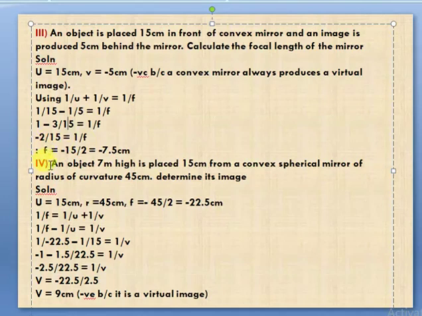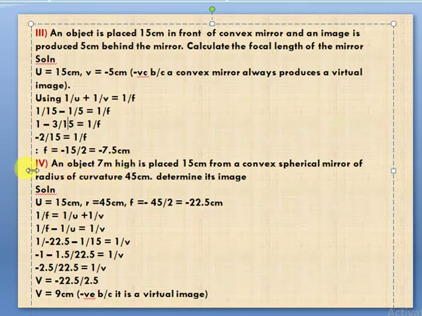And if I want to find f, f will be 1 divided by minus 2 over 15. That is 1 times 15 over minus 2, and that will give me minus 15 over 2. My f becomes minus 7.5 cm. So you can see you have also a virtual focus for a convex mirror, as we saw it practically, the image you cannot see on the screen.